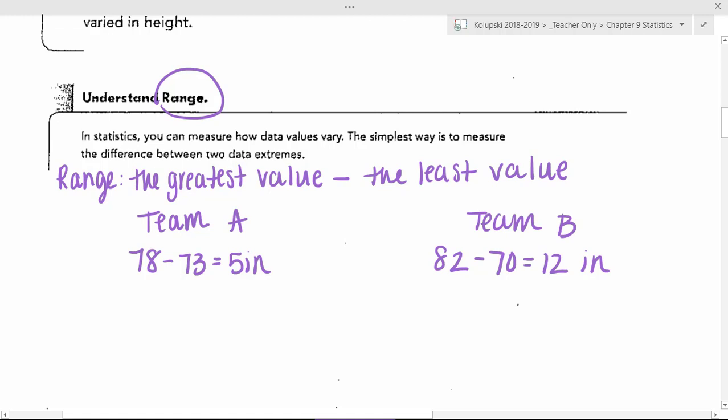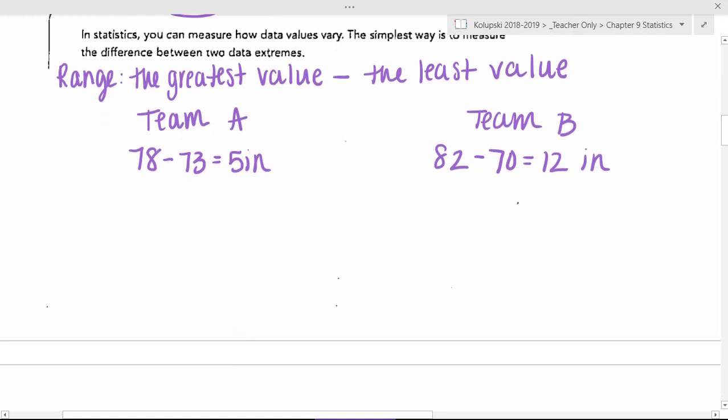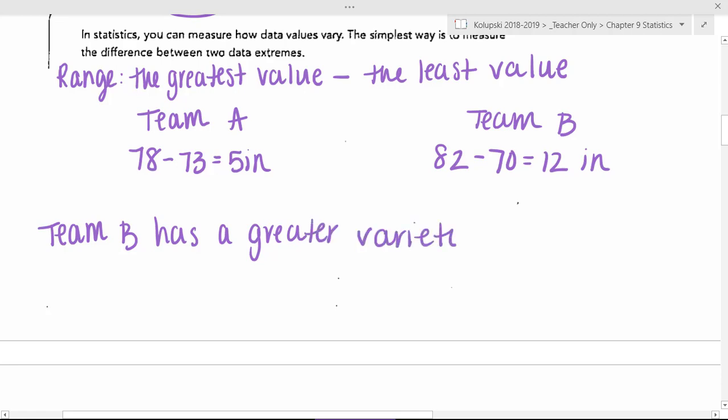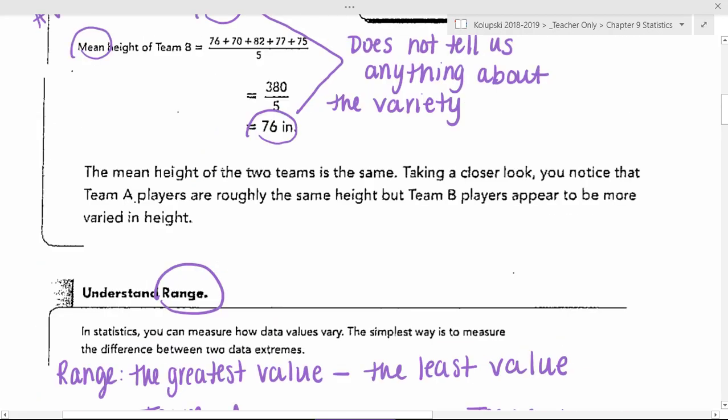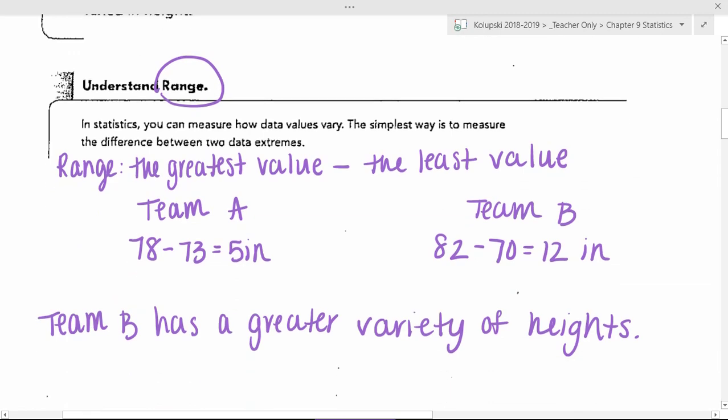So if I compare those, 12 is much higher. So what this tells me is that Team B has a greater variety of heights. Or you could also say that the players' heights are more spread out. So in this example, the average didn't tell me anything, but the range gave me a lot of good data.